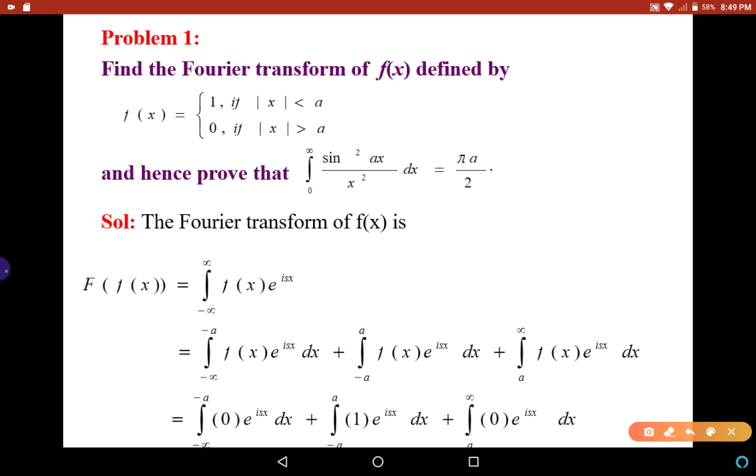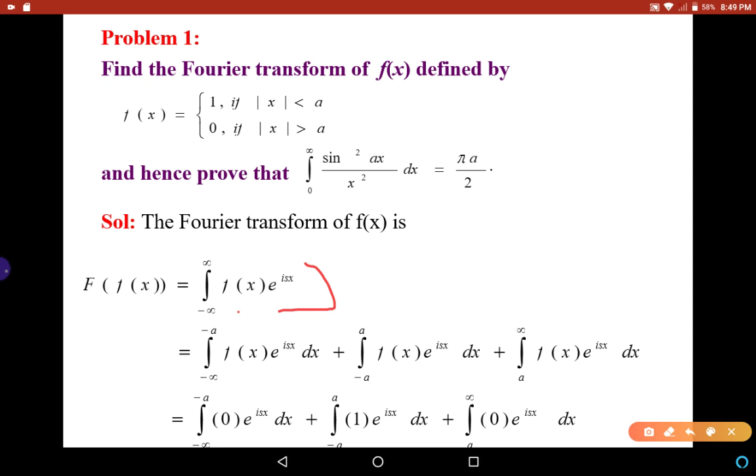and the second one is to derive the value of the given integral. So for solving the first part, we consider the Fourier transform of f(x), and we all know that the Fourier transform F(s) of f(x) is given by the integral from minus infinity to infinity of f(x) e^(isx) dx. Now let us split this integral from minus infinity to infinity as minus infinity to minus a, minus a to a, plus a to infinity, because in the definition of the function f(x), it is given as 1 if |x| < a and 0 if |x| > a.